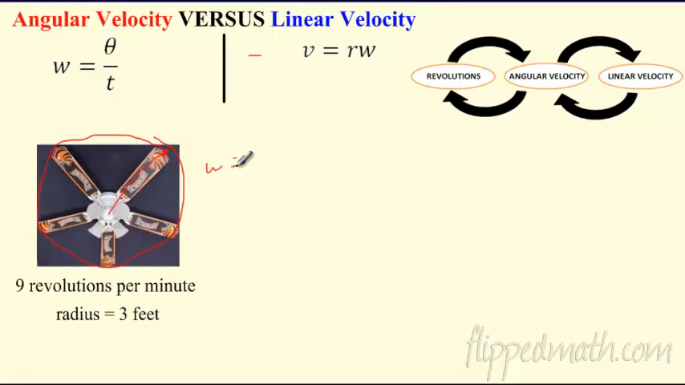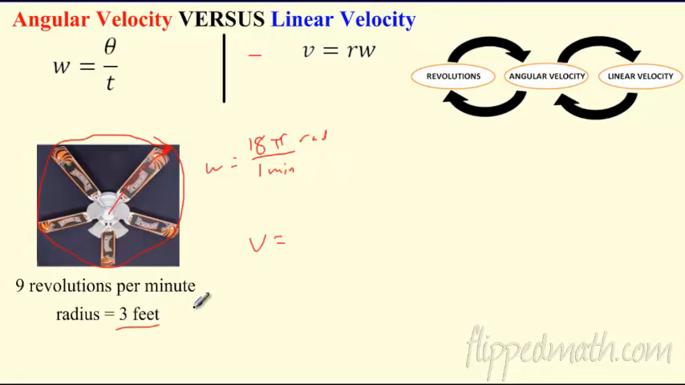If I said, what's the angular velocity of that point on the end? Well, it'd just be what? 9 revolutions per minute. So remember, 9 revolutions, 9 times 2 pi is 18 pi. I'm going 18 pi every 1 minute. There is my angular velocity. Awesome. What do I want to do with that? I want to change it into linear velocity.